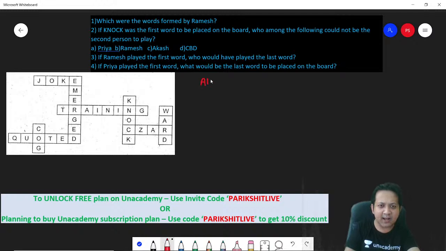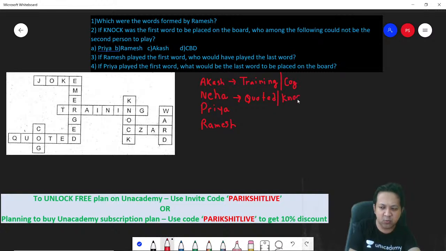What are the words? Remember the 4 persons. Akash's words were training and cock. Remember, last slide we determined the words training and cock. Next one was Neha. After that, we determined Priya. And after that, in the last slide, we determined Ramesh. So what were the words formed by Neha? Quoted and knock. What were the words formed by Priya? Joke and Zar. The last slide we have done up till here. And Ramesh is word and emerged.